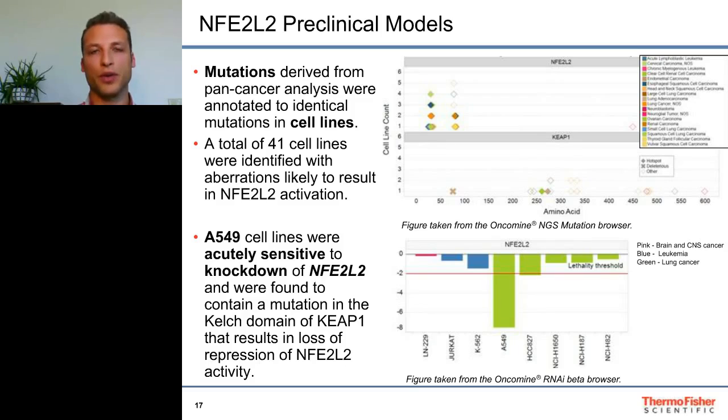Since we've also collected data on cell lines and cell line mutations, we can identify model organisms to then pursue the characterization of this novel target. So in this case, what I'm showing in the top plot here is NFE2L2 and KEAP1 mutations in cell lines that were annotated with the classification that was derived from tumor samples. So the solid dots are mutations that are hotspot recurrent mutations in clinical tumor specimens, and they've been overlaid on top of the cell line data.